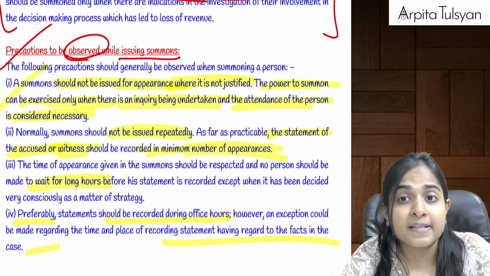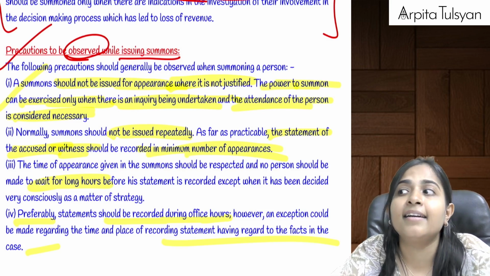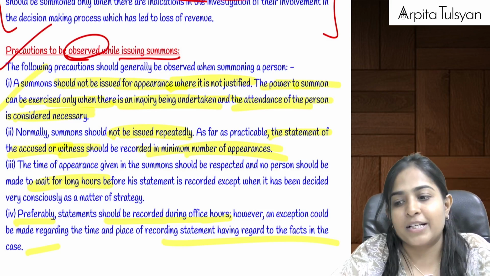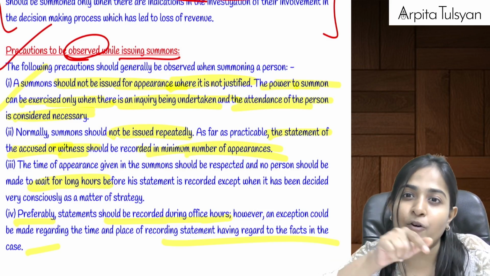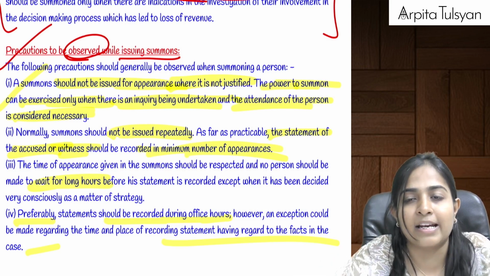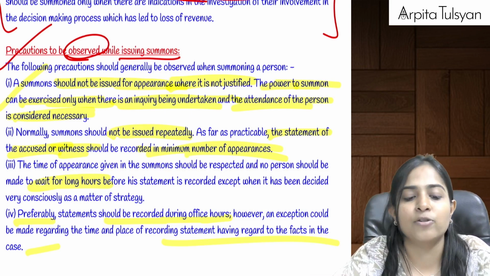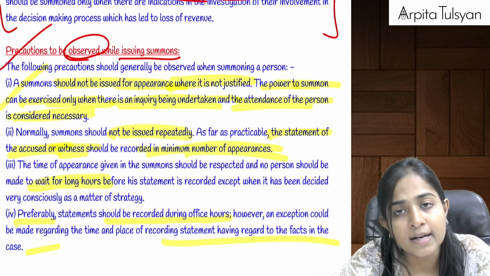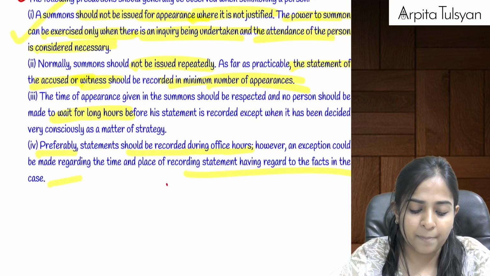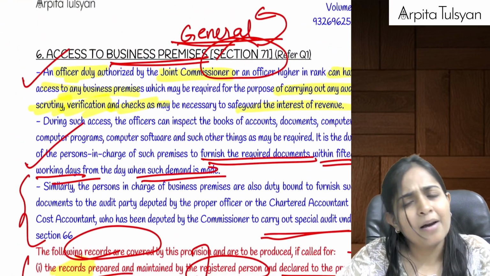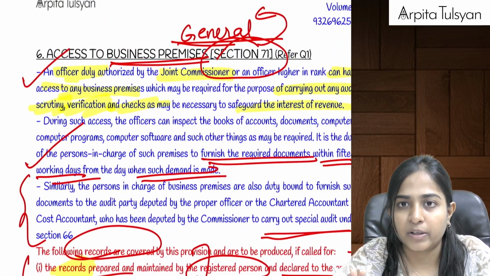Then don't make him sit for long hours unless that is a part of your strategy. Sometimes you will strategize that let's make him sit for more time, he will say more or he will be able to give more evidence. If that is the thing, then okay. Otherwise, normally don't make him sit for long hours, and whatever statements you are taking, please try to record them during office hours, but exceptions are there to that.